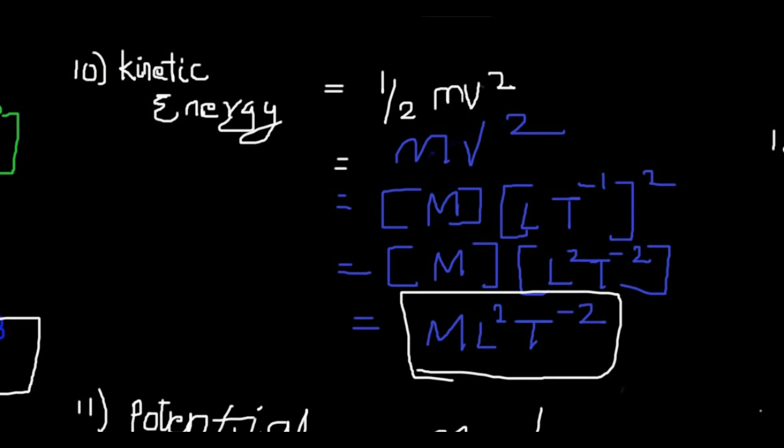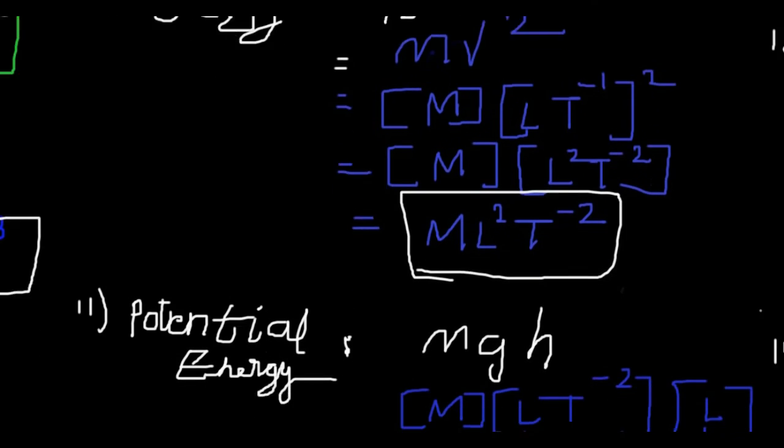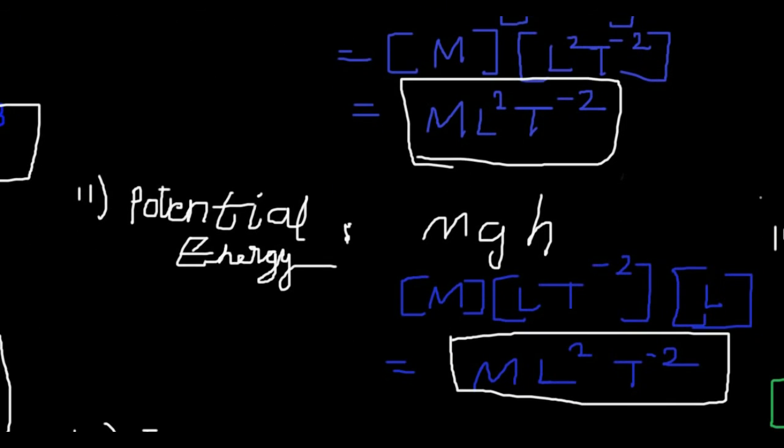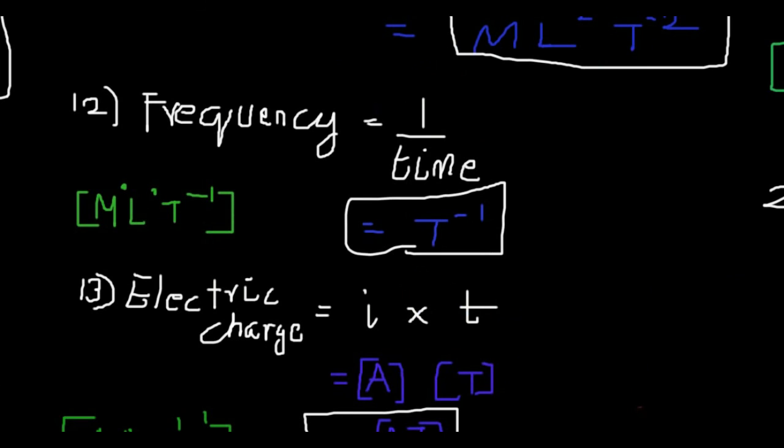Next one is kinetic energy. Its dimensional formula is M L squared T power minus 2. And the next one is potential energy. Its dimensional formula is also M L squared T power minus 2. Here you should note that the dimensional formulas of kinetic energy and potential energy are the same. This is the thing you should keep in mind. The next one is frequency. M power 0 L power 0 T power minus 1, which is represented as T power minus 1.